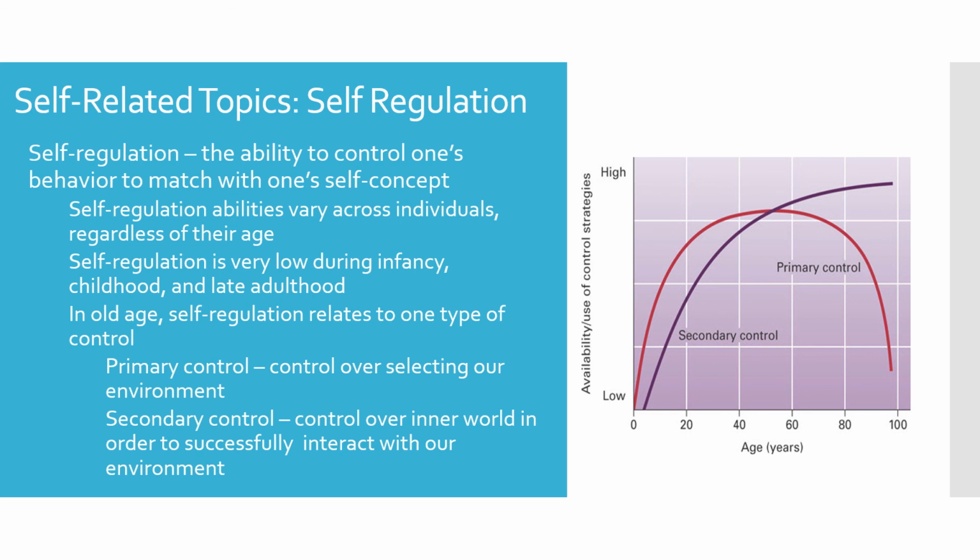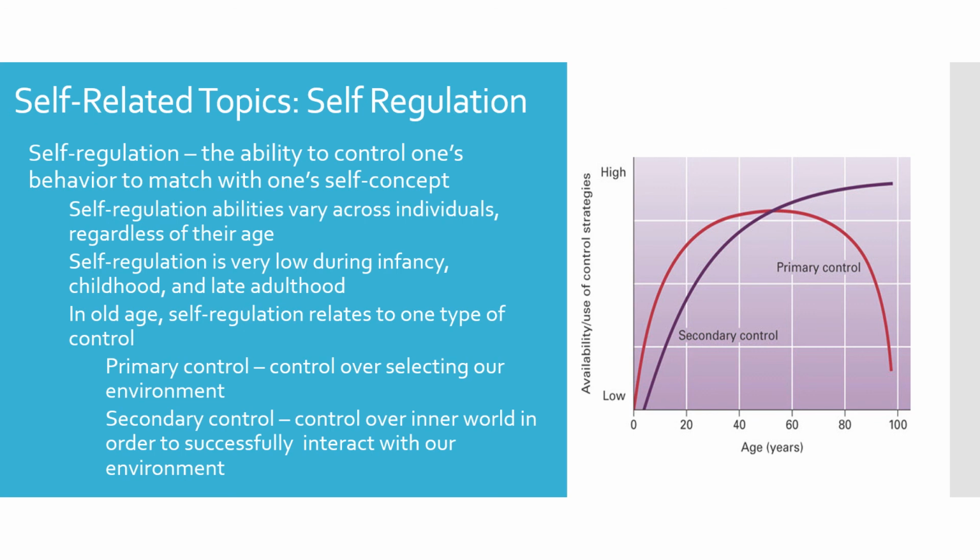The other type of control that we look for in self-regulation is what we call secondary control, where we're looking at whether or not we can actually control our thoughts and our minds and personality-related behaviors, not necessarily the environment, but just how we're seen outwardly by others. And what we see when we look at these two is that they tend to align very well all the way into our 60s and 70s.